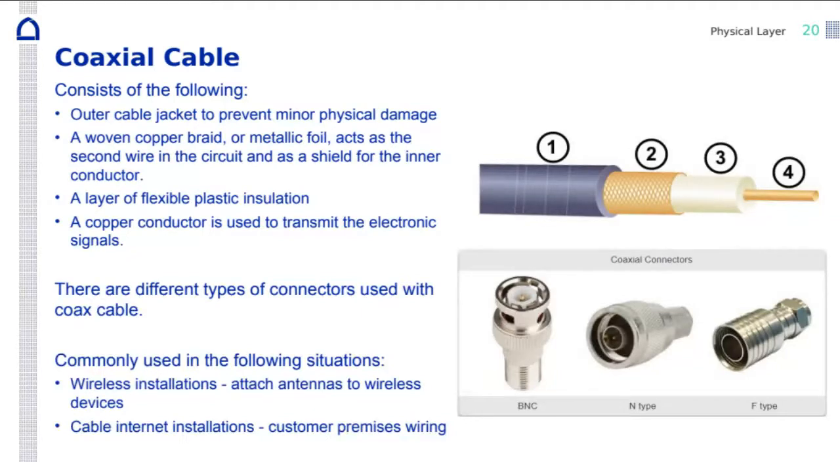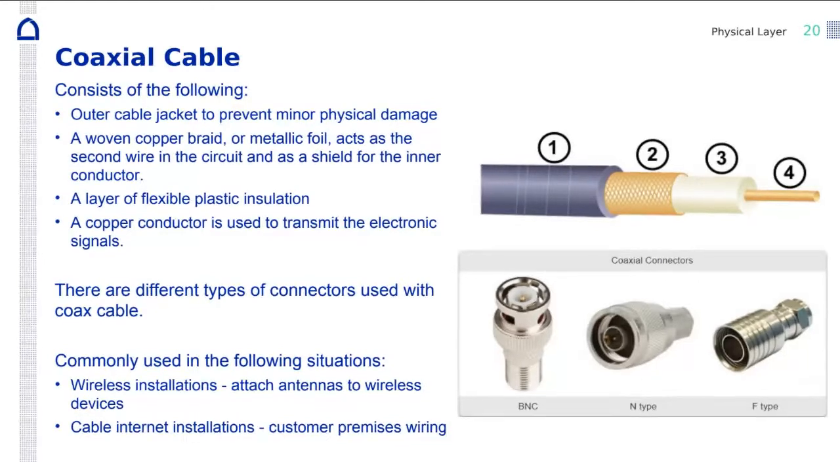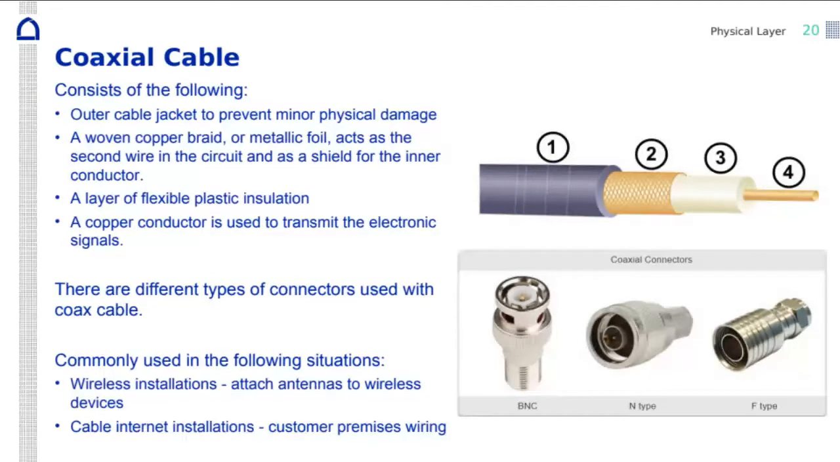We have different types of connectors for coax cable, and they are commonly used in the following situations: for wireless installations, to attach antennas to wireless devices; and for cable internet installations in the customer premises wiring, such as the BNC. We have N-type, F-type. Any questions?